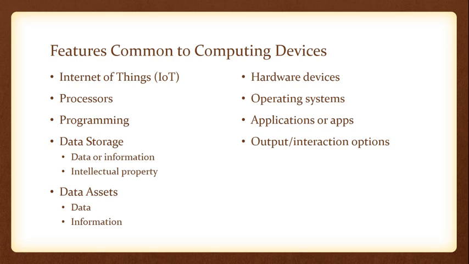You have two main data assets. You have data and information. And don't get those two confused. Data is the raw numbers. You put all the raw numbers, all the data, into the computer, which will then process that data and it becomes information for you. So data is the raw numbers that get put into the computer, and information is the thing that comes out of the computer to help you understand that raw data a little bit better.